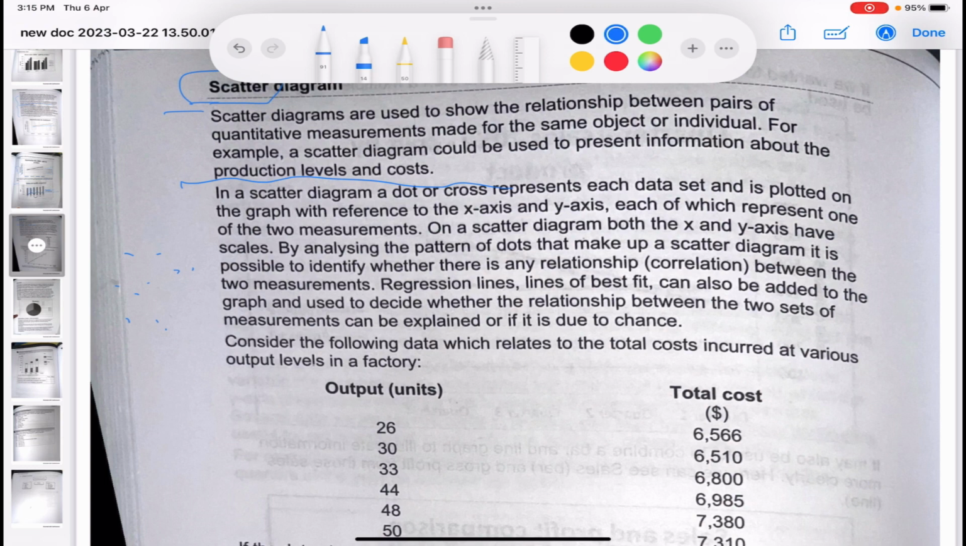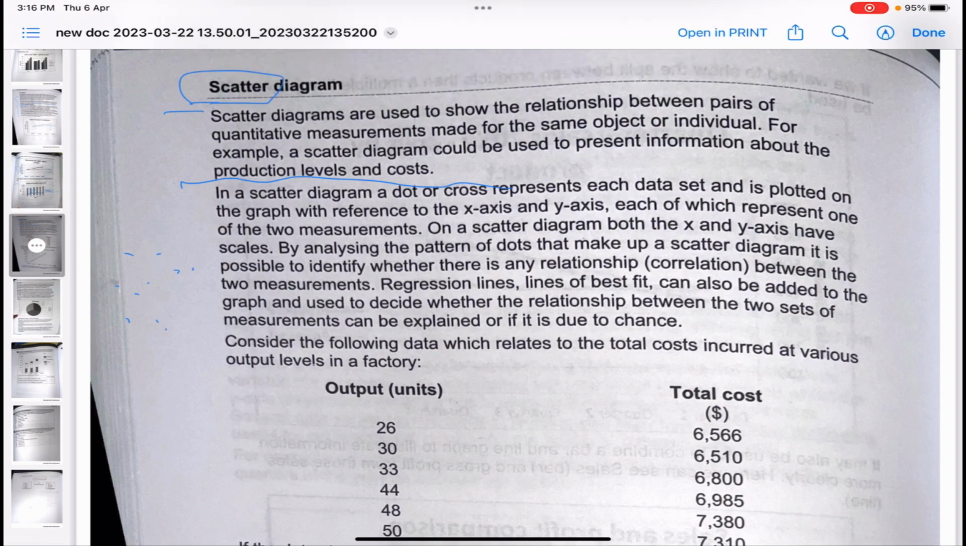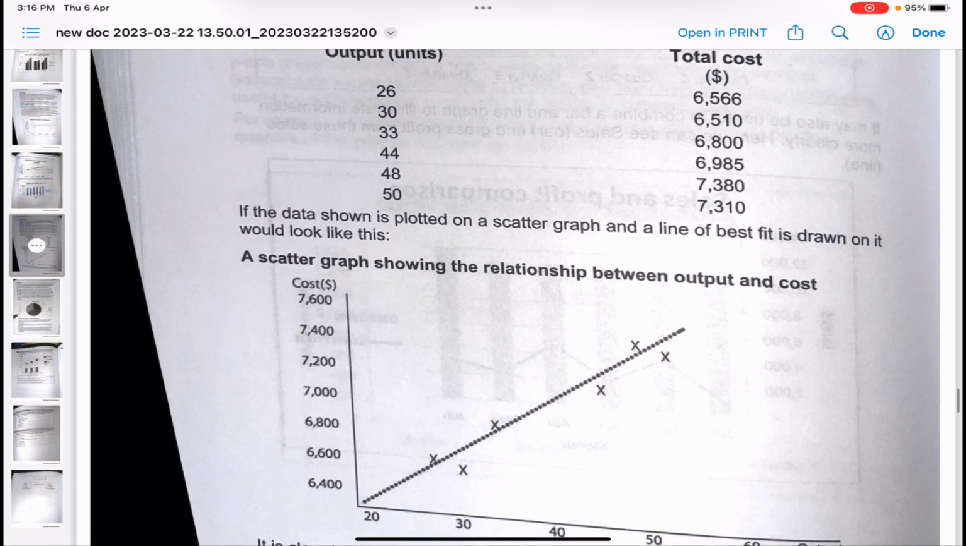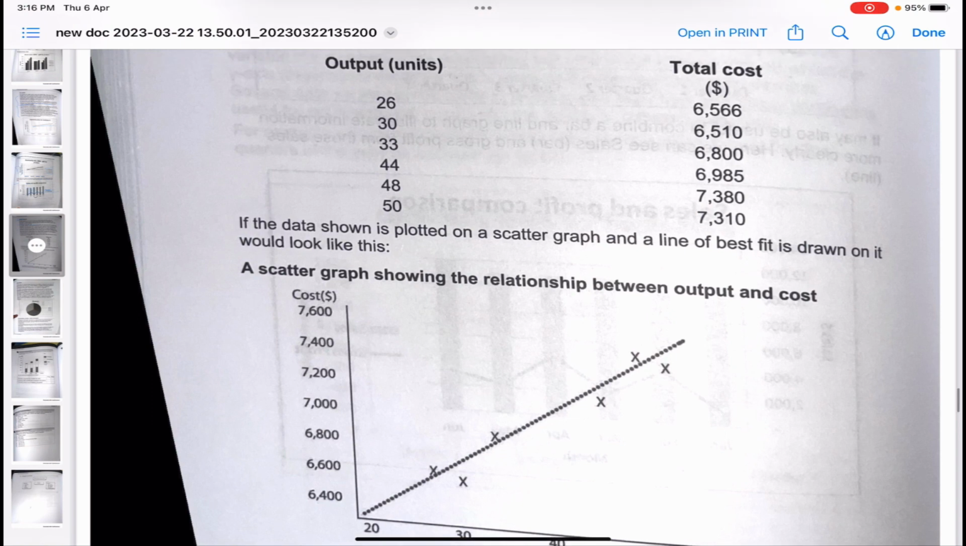In a scatter diagram, a dot or a cross represents each data set and is plotted on the graph with reference to the x-axis and the y-axis. Let's just see the example and then we'll read the theory. So we have the x-axis as the outputs or the number of units and our y-axis shows the total cost.